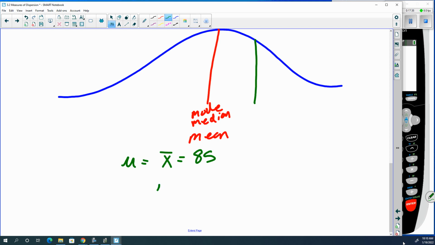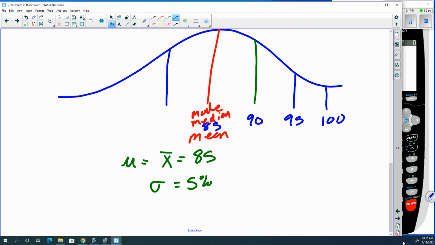Let's say our standard deviation was 5. Then I would take my mean of 85 and add 5 to get 90, add 5 to get 95, and add 5 to get 100. And then I'd go the other way, subtracting from the mean. So I would minus the 5 and get 80, minus the 5 and get 75, minus the 5 and get 70, and so on. We usually add by whatever the calculator or StatCrunch tells us the standard deviation is.